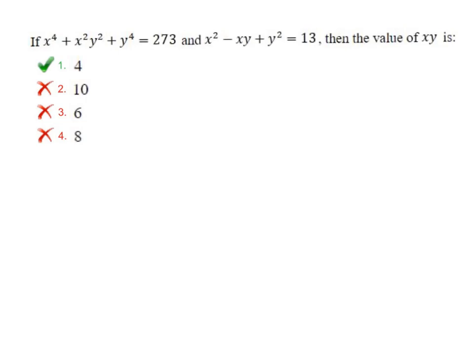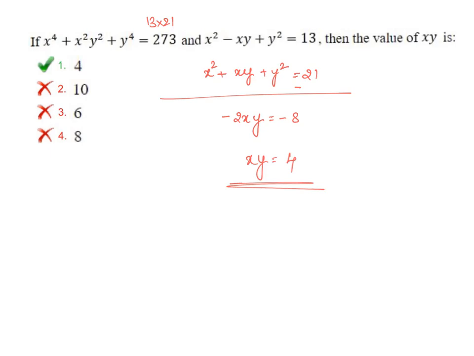x to the power of 4 plus x square y square plus y to the power of 4 is equal to 273. They have given x square minus xy plus y square is equal to 13. Do x square plus xy plus y square is equal to, this is 13 into 21, therefore it is 21. Do minus, then you will get minus 2xy is equal to 8, then minus 8. xy is equal to 4. That's a simple one.